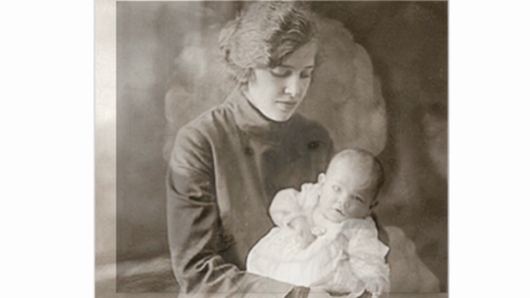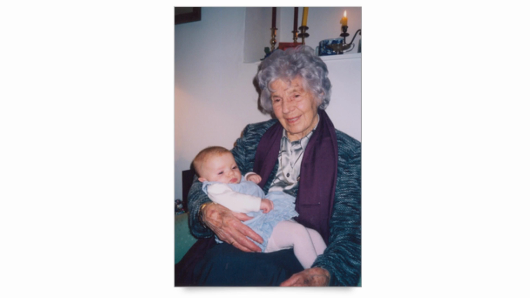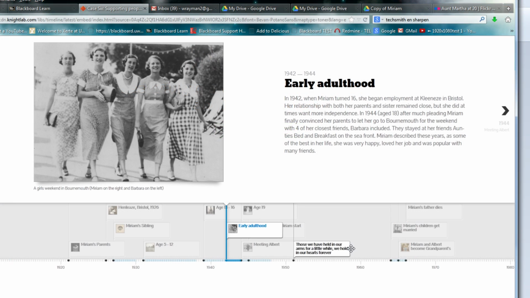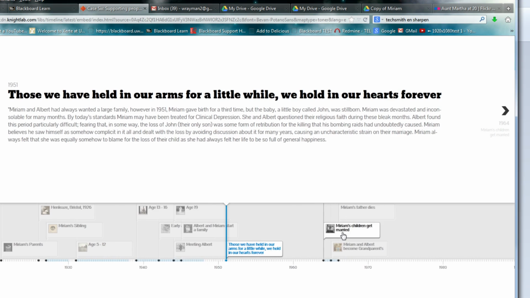We created a case of an older adult, a lady called Miriam, and we wanted to show Miriam's experiences of her life before she was diagnosed with Alzheimer's, to understand the person and not just the person with the diagnosis. So we used a program called Timeline.js.